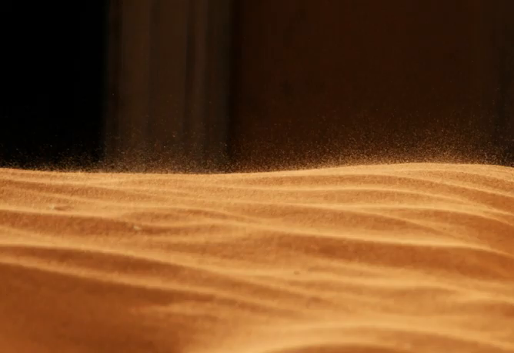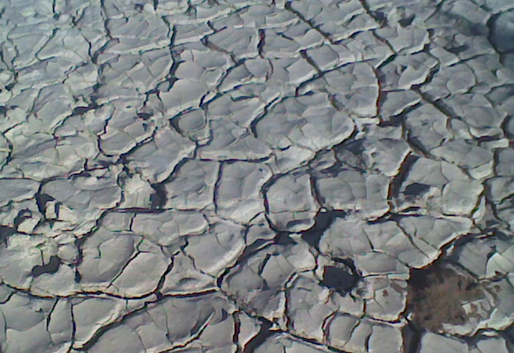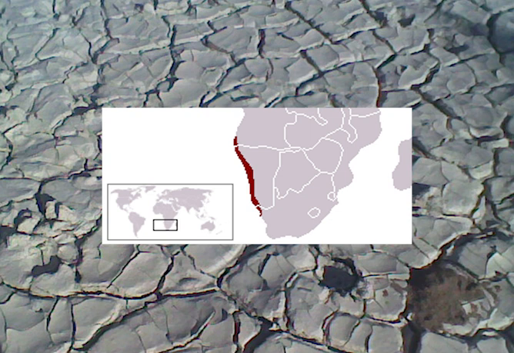Namibia is a country in the southwestern part of Africa. The country is unusually dry for this part of Africa. The driest part of Namibia is called the Namib Desert. This vast desert lies along the western side of the country. The entire coastline of Namibia is a desert. It extends roughly 150 kilometers inland from the coast.